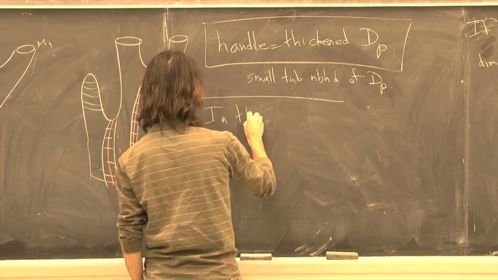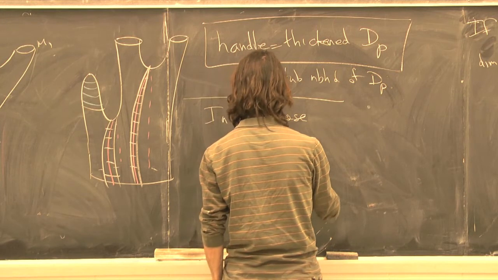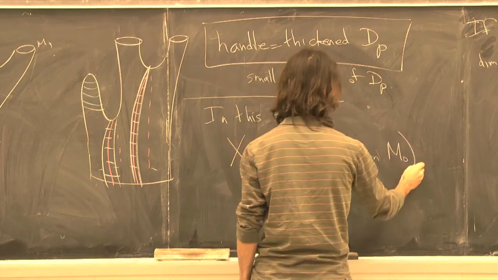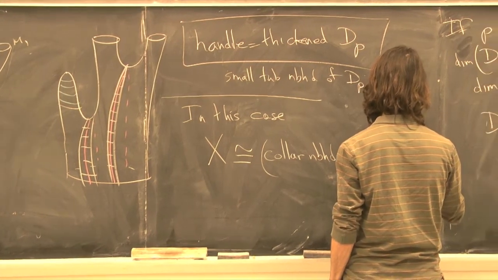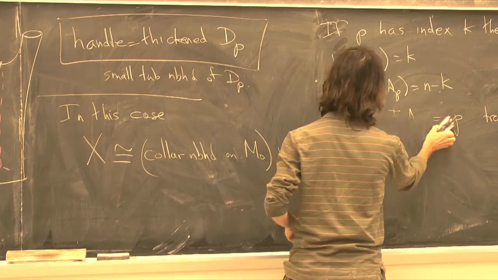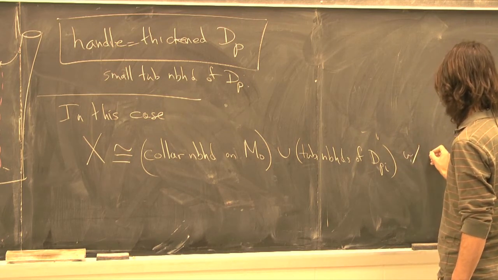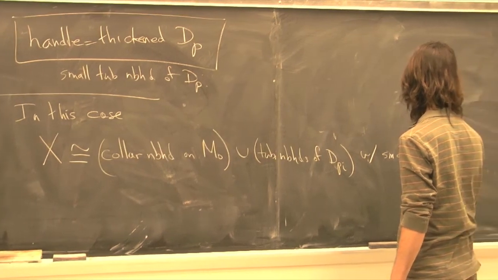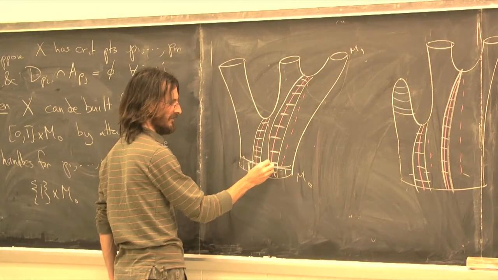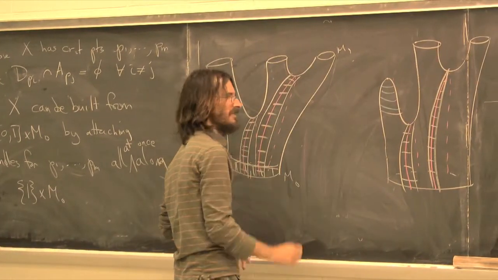In this case, where all the ascending and descending manifolds are disjoint, X is actually diffeomorphic to a collar neighborhood on M0 union tubular neighborhoods of all of these critical points, all the decision neighborhoods, with smooth corners. If you take a collar neighborhood union these tubular neighborhoods, you'll then have corners, so you round these corners. The claim is that that's not the whole manifold, of course, but it's diffeomorphic to it, because I think the argument should be similar.